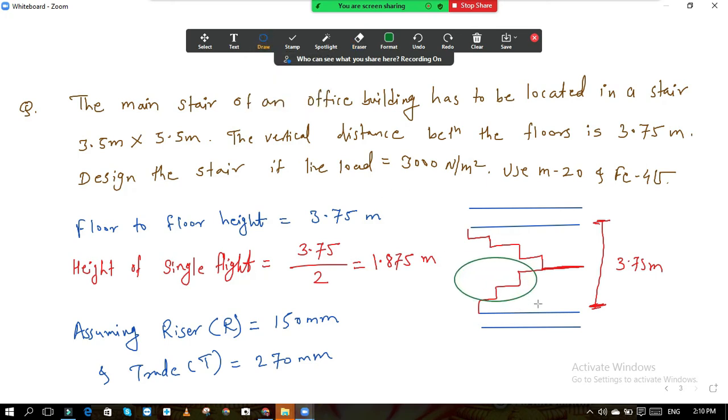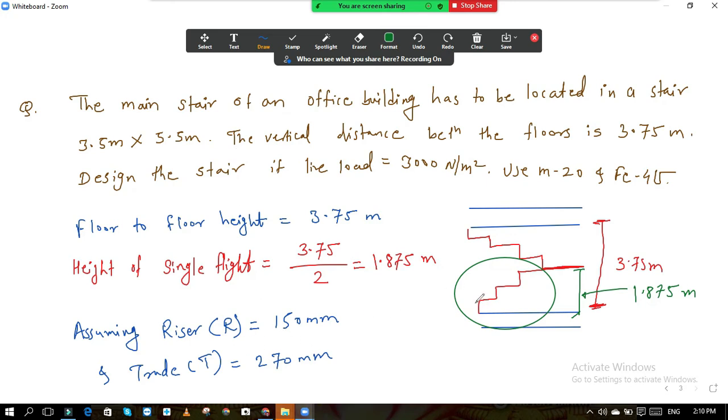Here in this section, this is your single flight. What is this height? Just now we have come to know that the height of the single flight is 1.875 meter.